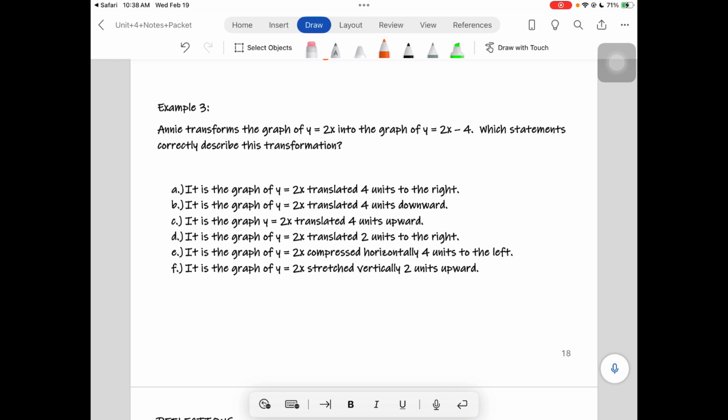So I'm going to go through and look at each of these. It looks to me like these 3 are kind of similar, and then these 3 are kind of similar. Let's see which one works. It is the graph of y equals 2x translated 4 units to the right. That doesn't make sense because we're taking away. Is the graph of 2x translated 4 units downward. That makes sense because we're taking away 4 from all of the y values of the function.